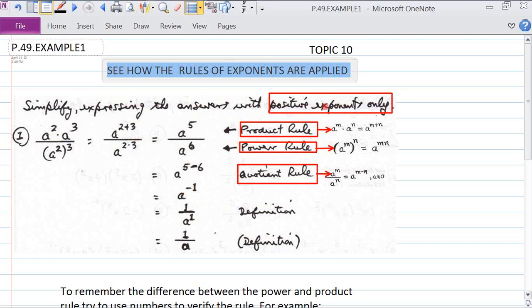And again, we leave the answer with positive exponents. So this is, by definition, 1 over a to the power 1. And the 1 here, we just drop it. It's implied. When we write 1 over a, we mean 1 over a to the 1.